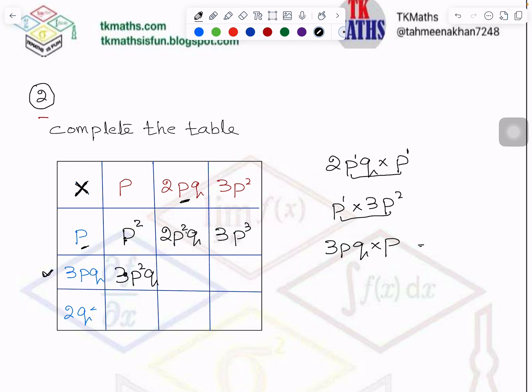Now next box is 3pq multiplied by 2pq. So it will be 3 2s are 6, p square q square. And the last box is 3pq times 3p square. So it will be 9p power 3, because it is 1 here. 2 plus 1 is 3 and q will come as it is.